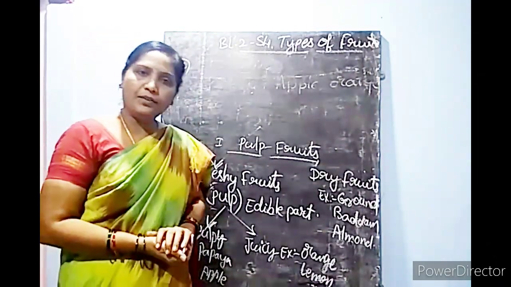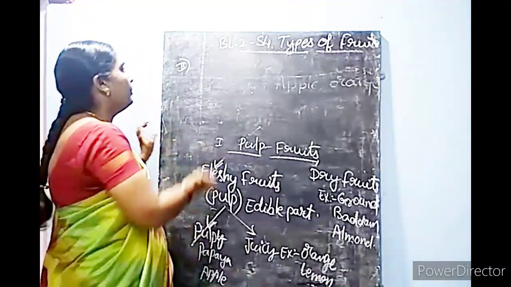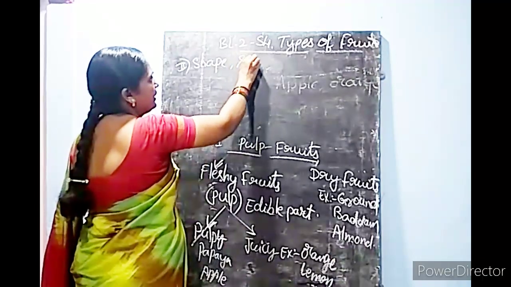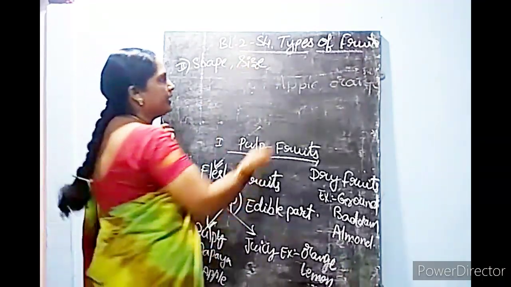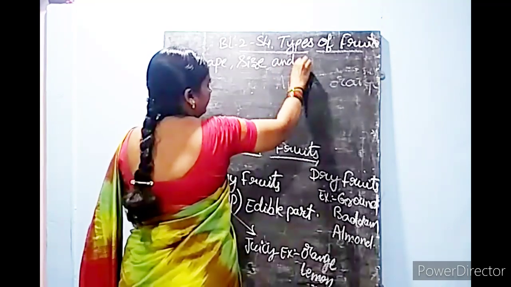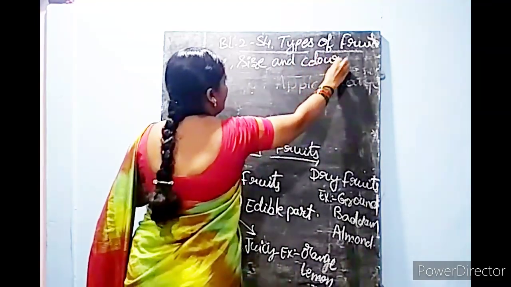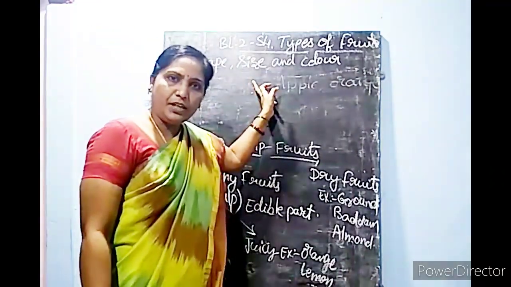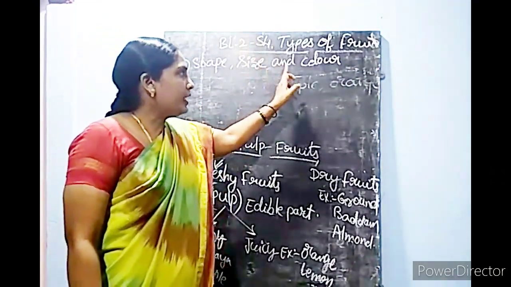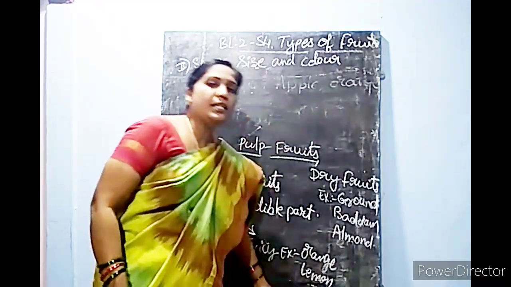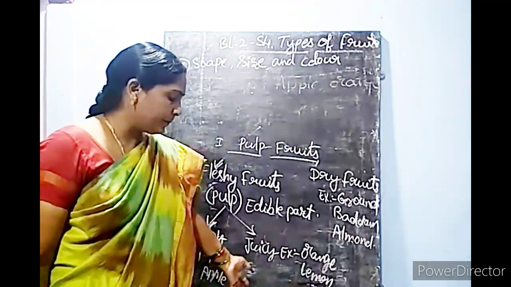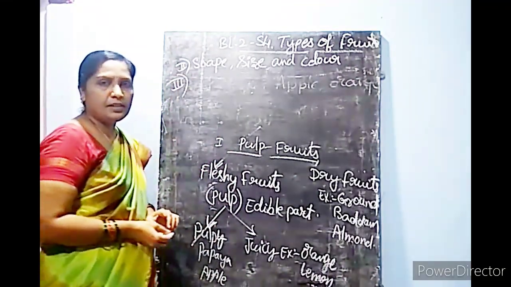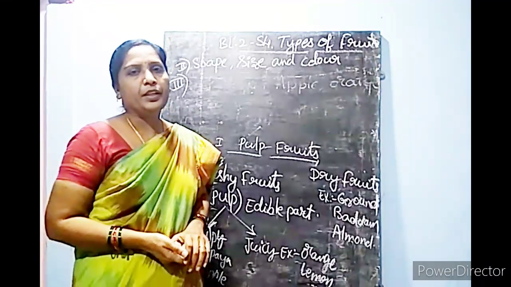The other way to classify the fruits is based on their shape, based on their size, and even based on their color. Based on their shape, we can classify the fruits. Based on their size, we can classify the fruits. And even based on their color also, we can classify the fruits. Apart from this, is there any other method for classifying the fruits?